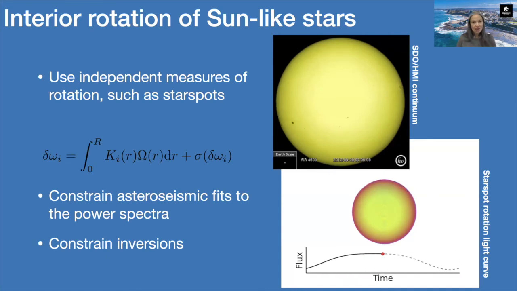We can do this in a few different ways. One is by using all the information we have about rotation. So astroseismology isn't the only way to measure the rotation of a star. One way is to use star spots.